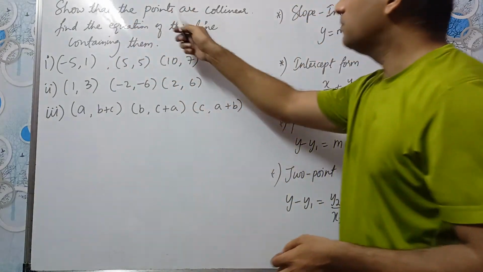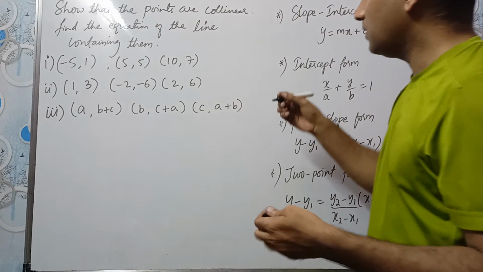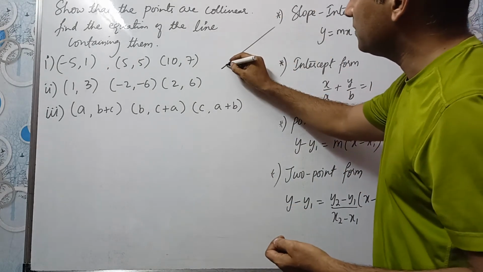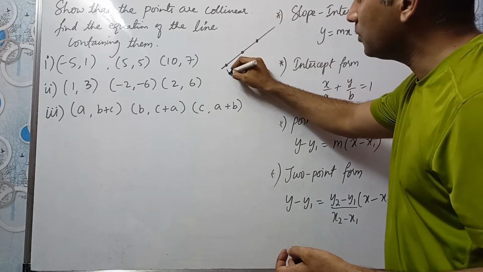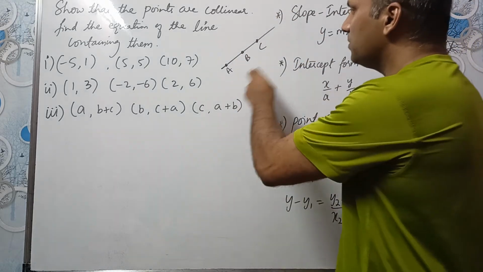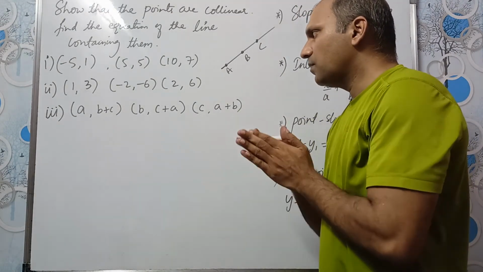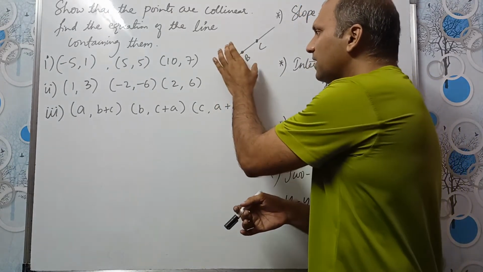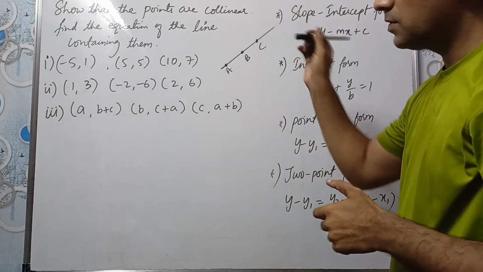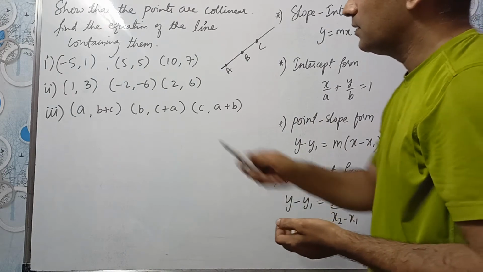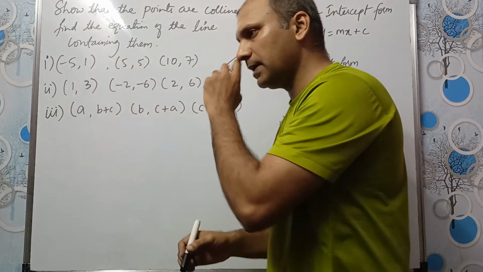Show that the points are collinear. What are collinear points? Points which lie on the same straight line. Like for example, if this is a straight line, if 3 points are lying on this straight line, these 3 points are said to be collinear. A, B, C are said to be collinear. In the first video of straight lines, we have solved a problem like this using the slope concept. We need to show that these points are collinear and we have 3 points.